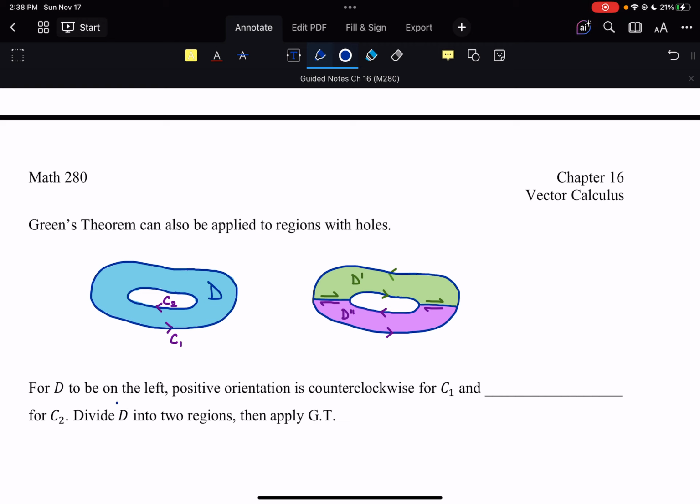So for D to be on the left, which we need for positive orientation, it is counterclockwise for C1, so that's normal. But for C2, if we also went counterclockwise like that, the region would actually be on the right-hand side because this curve is enclosed within D. So it's actually clockwise for C2.